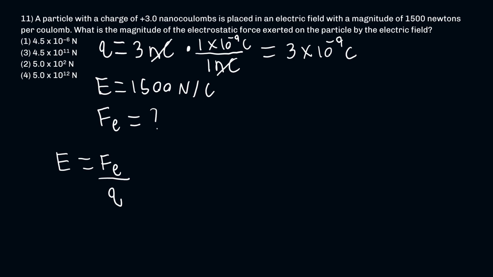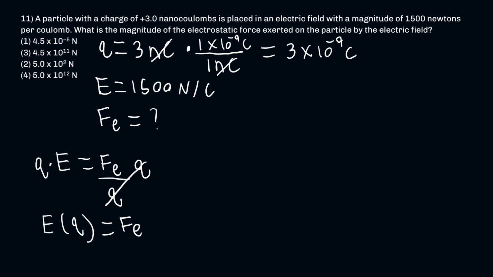So to get Fe by itself, it is currently being divided by the charge Q. The opposite of that is going to be multiplication on both sides of the equation. So we multiply Q on both sides. So electric field strength times the charge, I'll just put that in parentheses actually, electric field strength times the charge Q is then equal to my electrostatic force. So now we're just going to plug into the equation and we're going to end up with our answer.